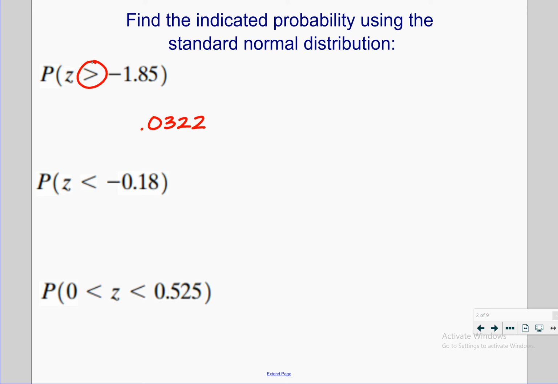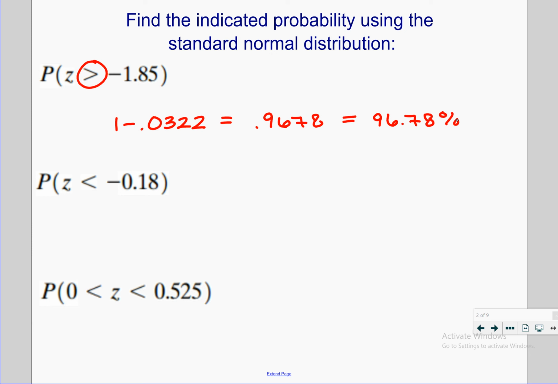So if I want to change it to a greater than scenario or an area to the right, how did we do that yesterday? We did 1 minus, and that's it. All right, so 1 minus 0.0322 gives me 0.9678. And then you could also make that a percent if you wanted to. MathXL asked for it. There is a 96.78% chance that you will have a z-score greater than negative 1.85 on any given normal curve.